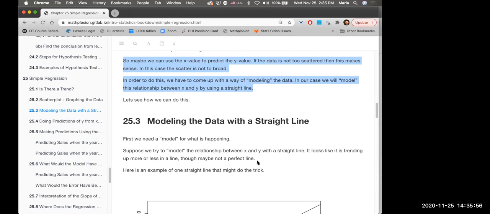So maybe we can use the x value to predict the y value. If the data is not too scattered, then this makes sense. In this case, the scatter is not too broad. In order to do this, we have to come up with a way of modeling the data. In our case, we will model this relationship between x and y by using a straight line.